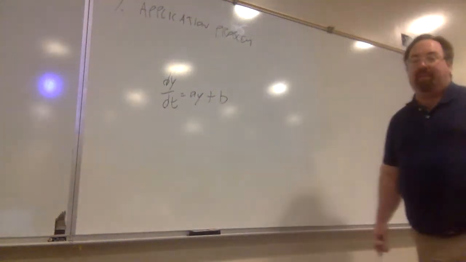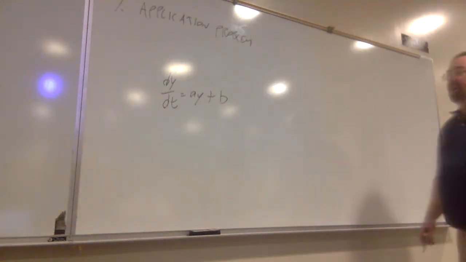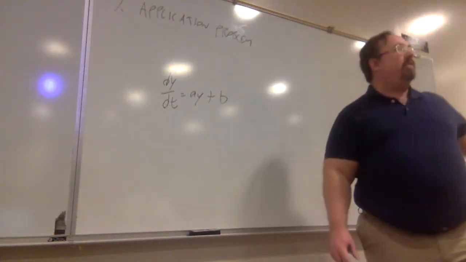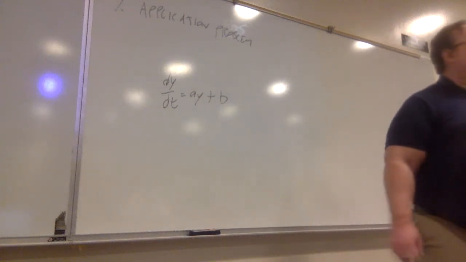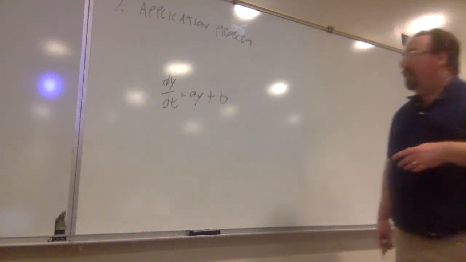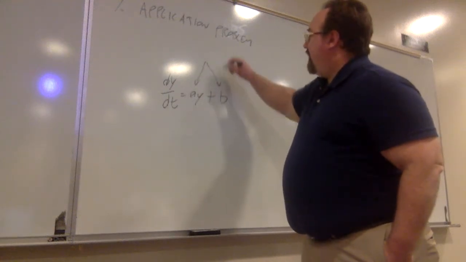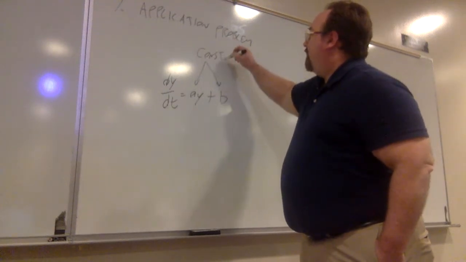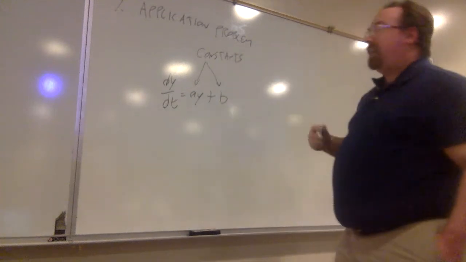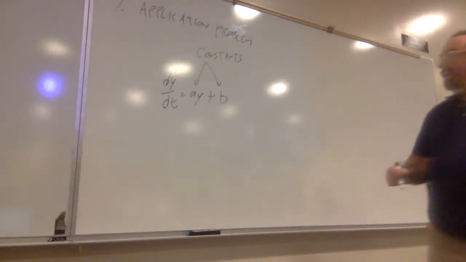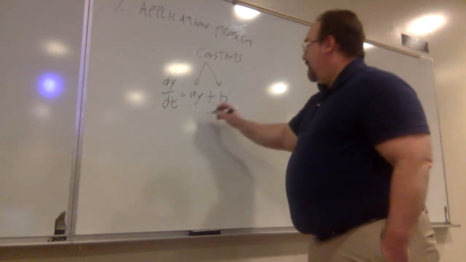Okay, so you want to use ay plus b. Now this is a linear equation, and that's the very first type of equation I talked about earlier. So there is a solution formula for that. But it will also happen that these quantities, a and b, are constants. And in that case, things simplify a little bit.